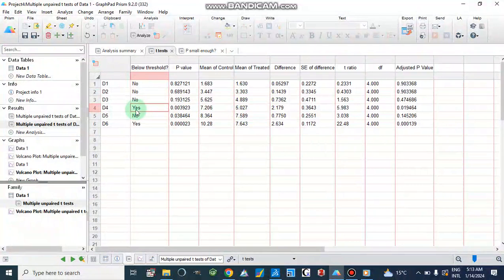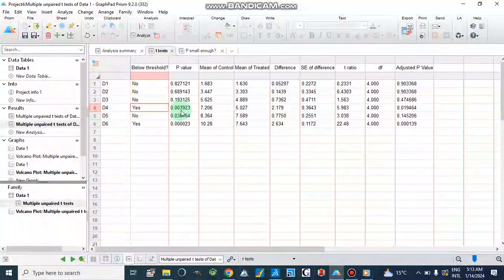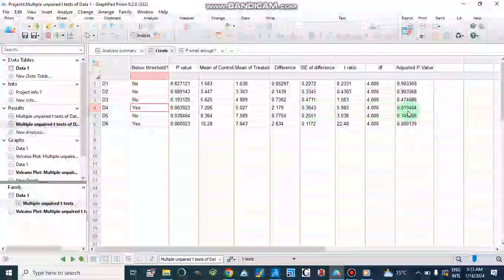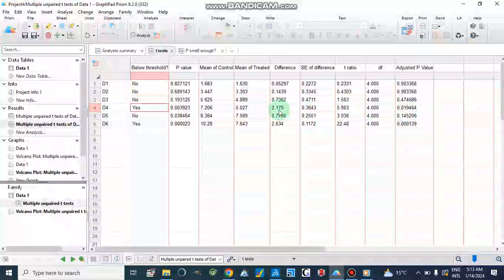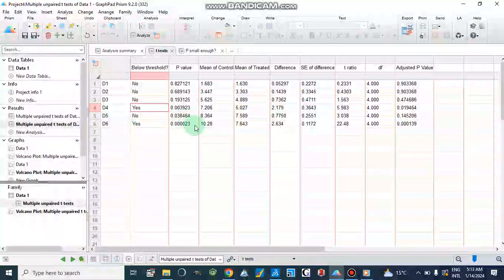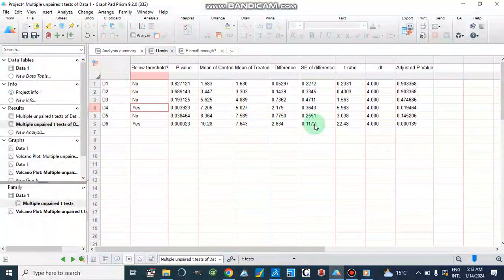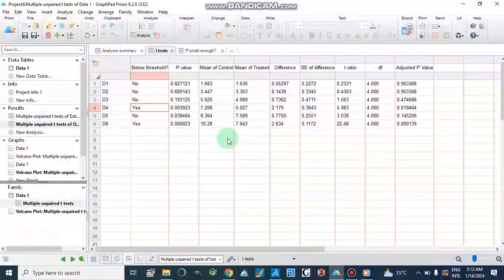On day 4 it is significant, yes, and the value is 0.003923, and if we look at the adjusted p-value, it is 0.0195. So it is less than 0.05. It means the data is significant, and here again it is not significant. On day 6 it is significant. So we can discuss it one by one, that on day 4 and day 6 the data is significant.